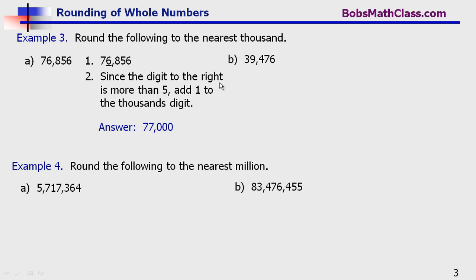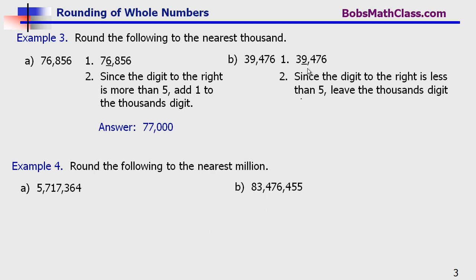Okay, next problem. Underline the thousands place. Since the digit to the right is less than 5, it's a 4, we're going to leave the thousands digit alone. And then again, everything after the thousands becomes a 0. Okay, round the following to the nearest million.